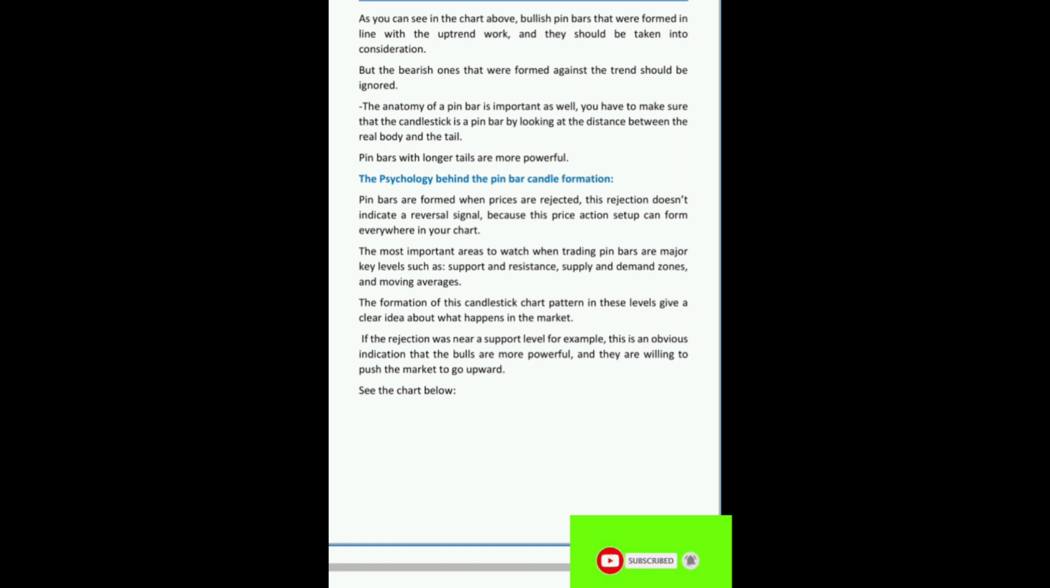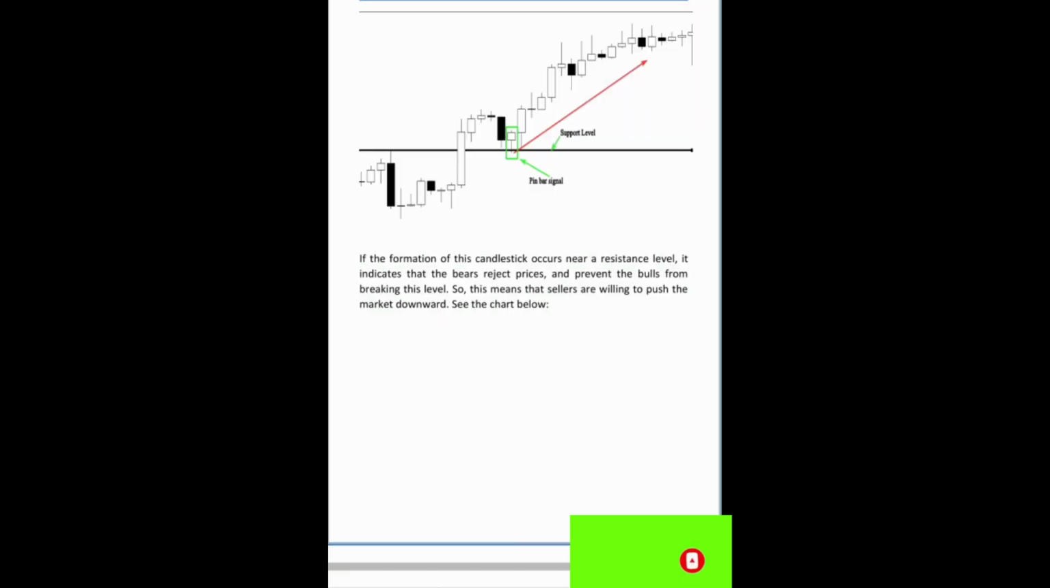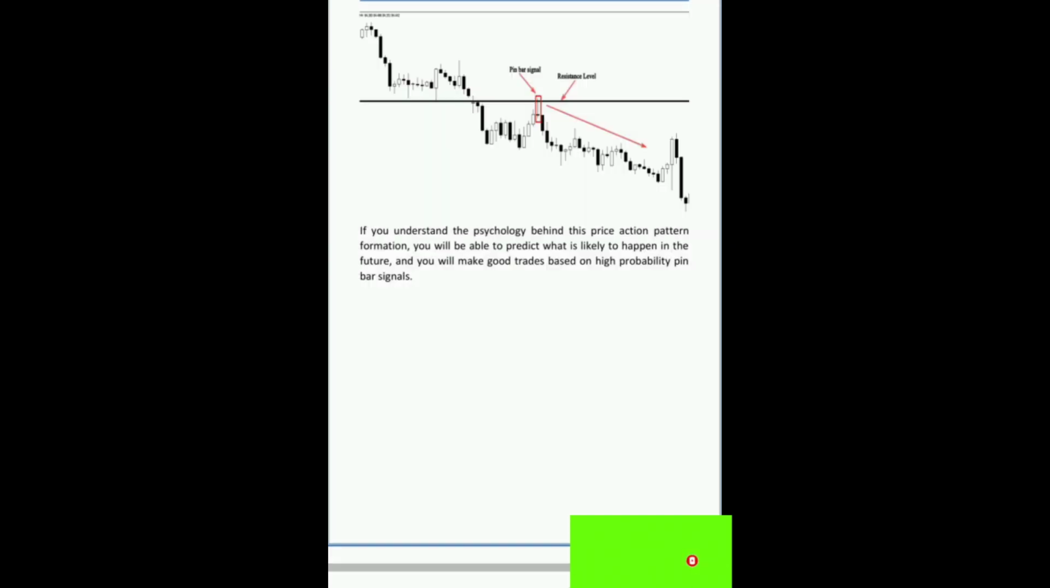If the rejection was near a support level, for example, this is an obvious indication that the bulls are more powerful, and they are willing to push the market upward. See the chart below. If the formation of this candlestick occurs near a resistance level, it indicates that the bears reject prices and prevent the bulls from breaking this level. So, this means that sellers are willing to push the market downward. See the chart below. If you understand the psychology behind this price action pattern formation, you will be able to predict what is likely to happen in the future, and you will make good trades based on high probability pin bar signals.